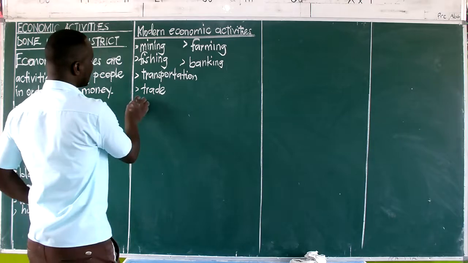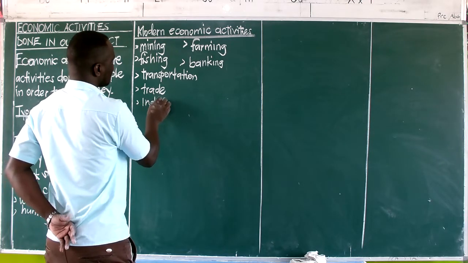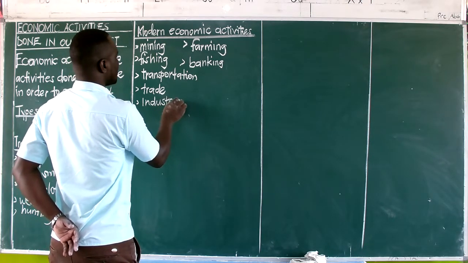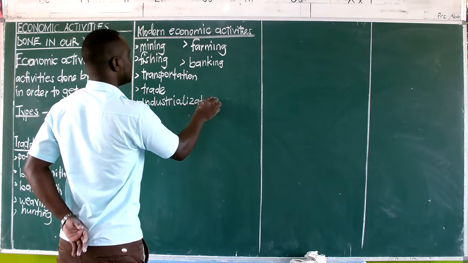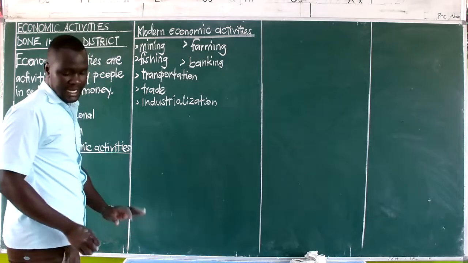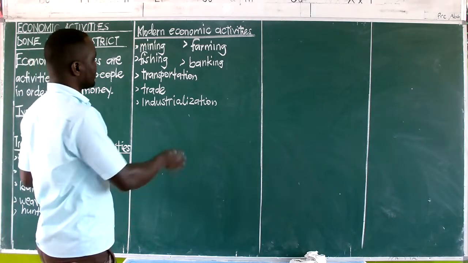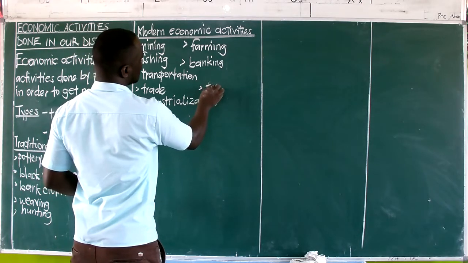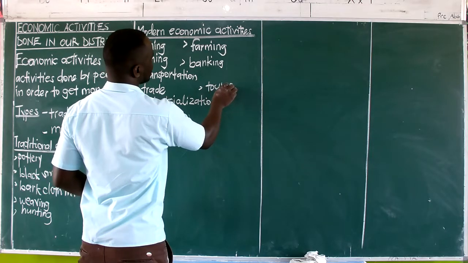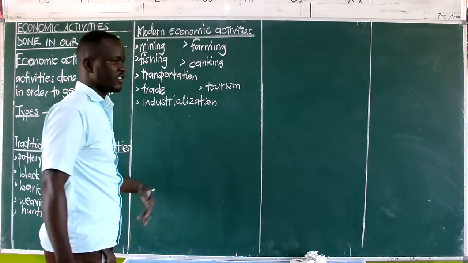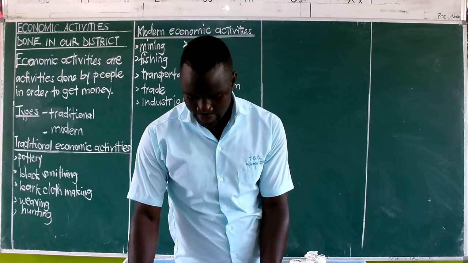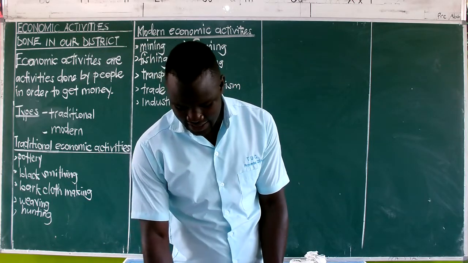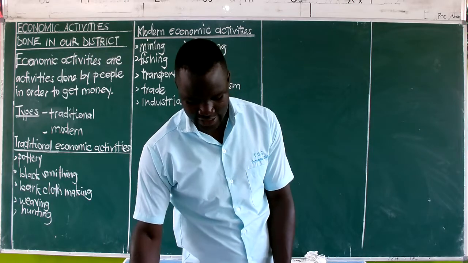Then next we have what we call industrialization. Industrialization, that is setting up very many industries in an area. And then lastly, we have tourism. Tourism, that is the act of providing facilities or services to the tourists. We shall be looking at that when we go to another class.